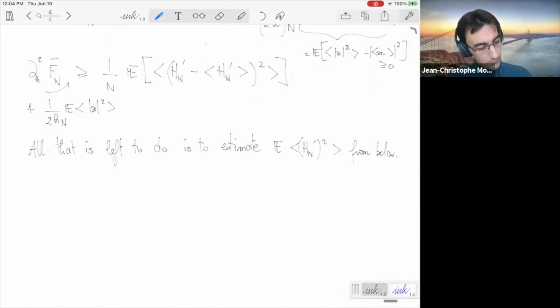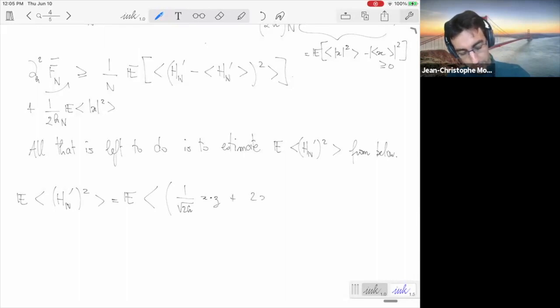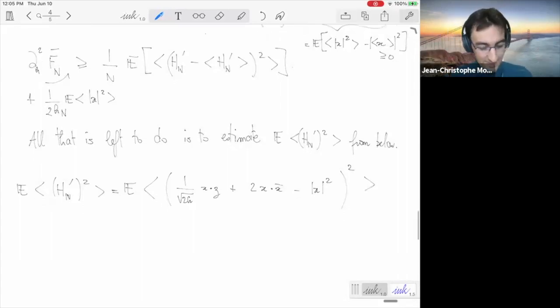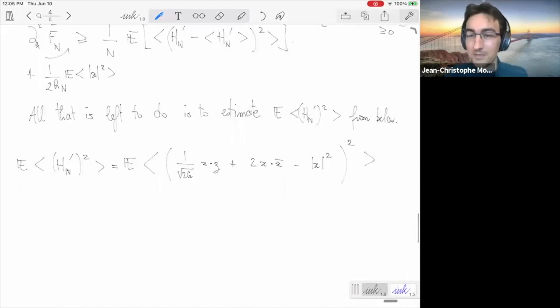All right, so let's do this. Good time to rewrite the definition. So 1 over sqrt(2h) x dot z plus 2 times x dot x bar minus x squared, everything squared. Okay, and now I just expand the square and see what happens.